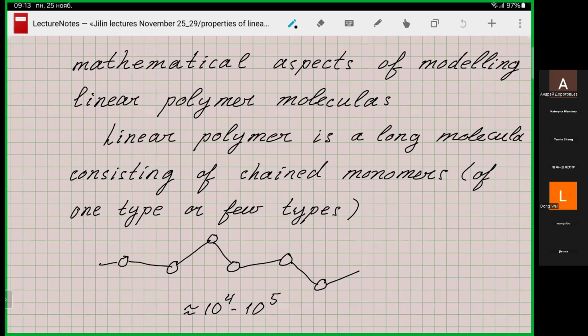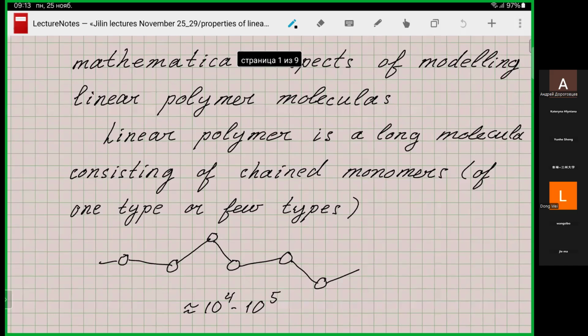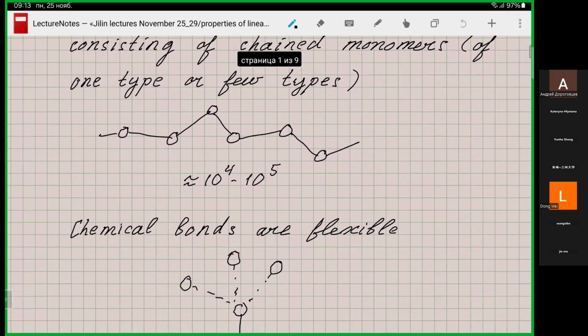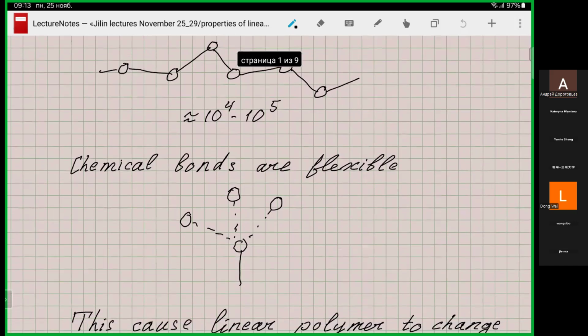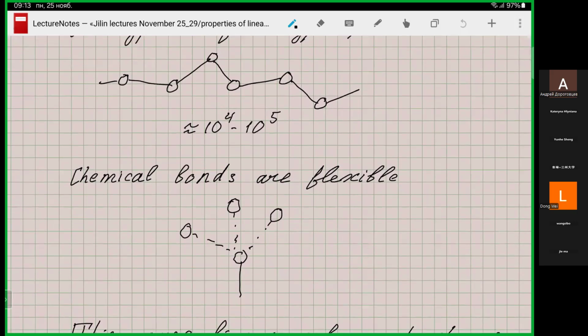long molecules, and these long molecules are not like lines. They can change the shape. Why is it so? Because chemical bonds between neighbor monomers in a polymer molecule are flexible. Here I draw a picture which is, by the way, not far from reality. Why?